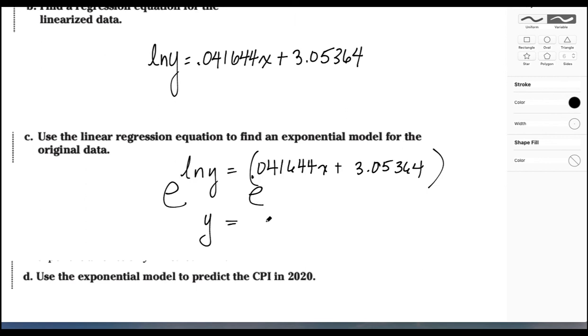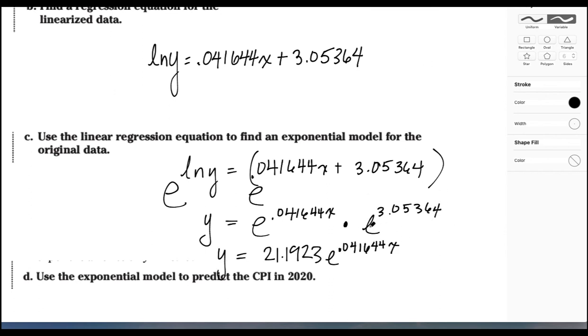And if you think back to your exponential laws, that really means e to the 0.041644 power, times x, times e to the 3.05364 power. And by figuring out what e to this power is, we get approximately 21.19. We get this equation, which is an exponential equation with base e. And so that's what we have.